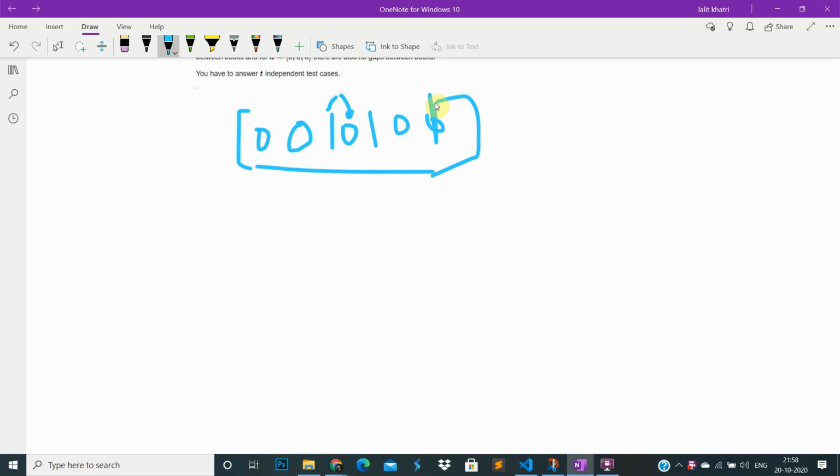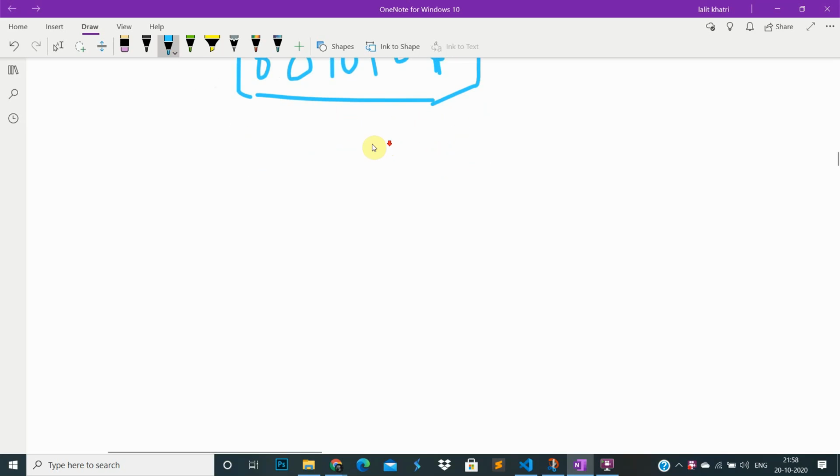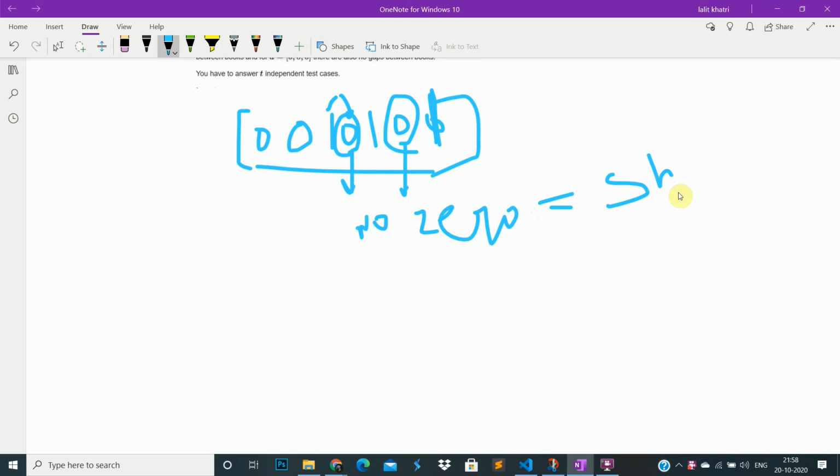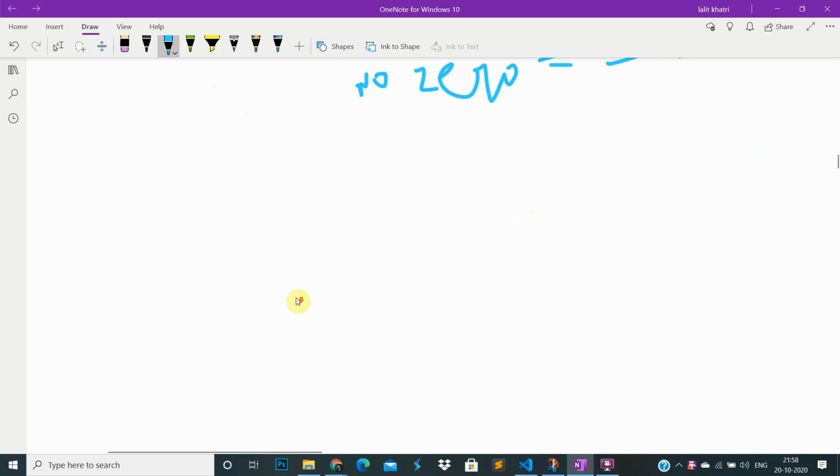And the concept is this. What we have to do is just find how many zeros are between the ones. The number of zeros is equal to the number of shifts. That is the idea behind this solution. Okay, that is the solution of the question. So let's see how to implement it.